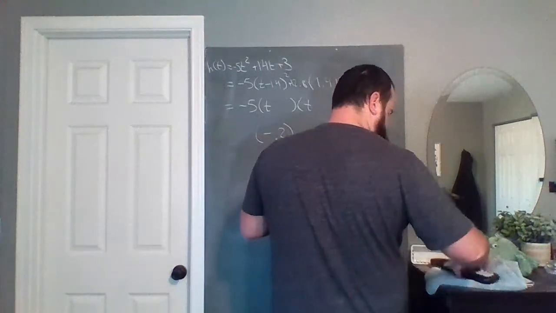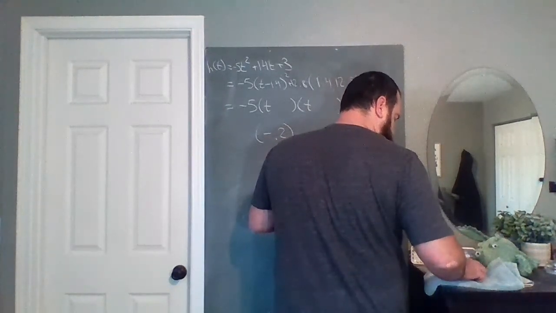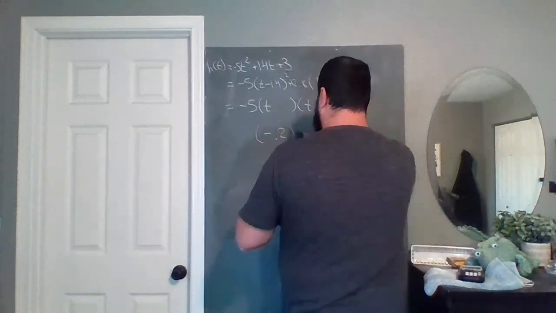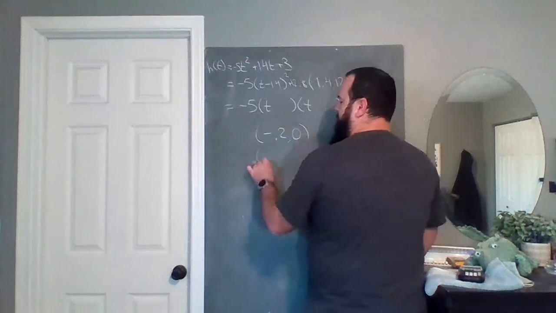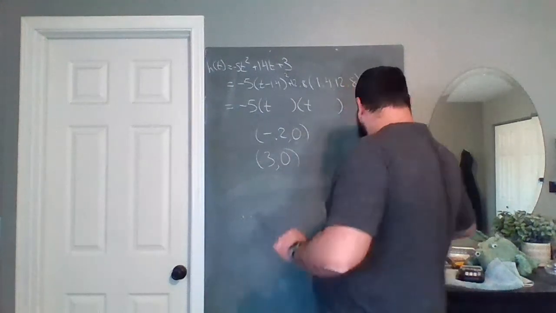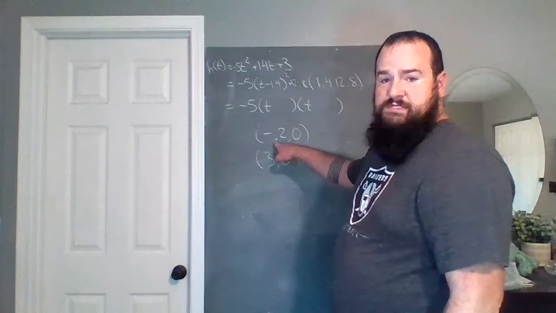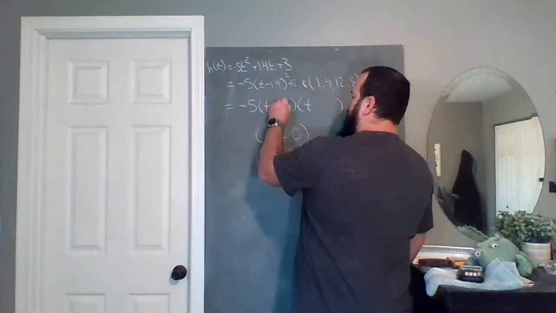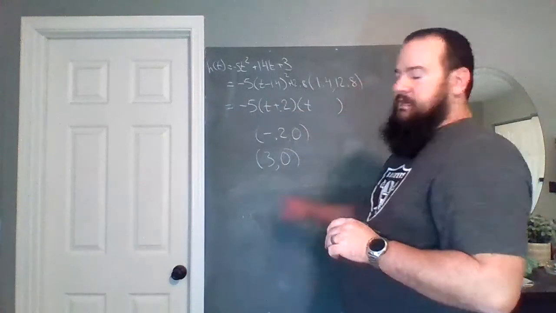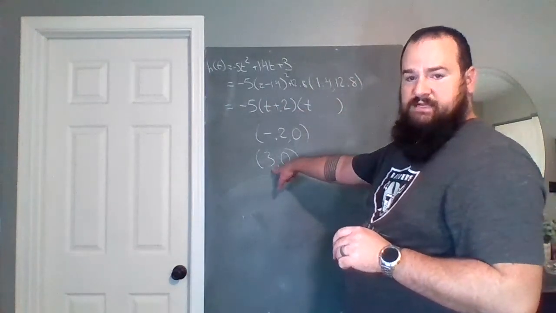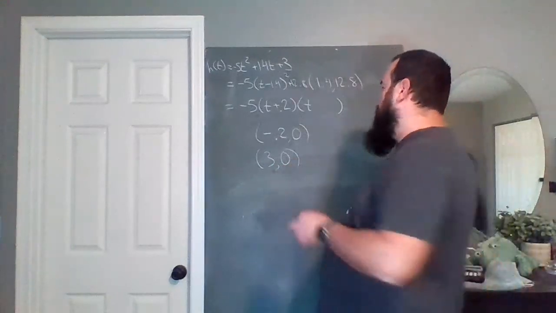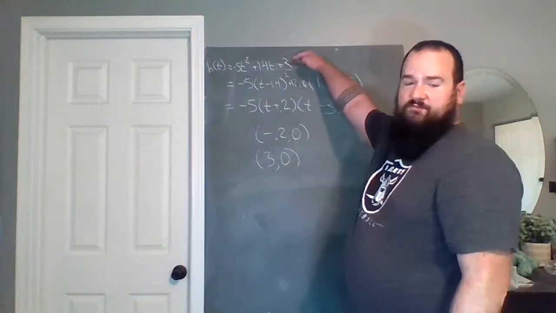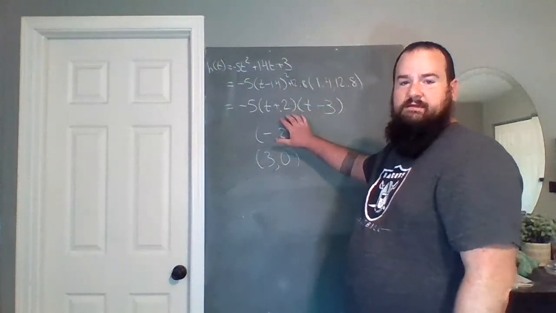We know that this has zeros at negative 0.2. Let me double check that, make sure I didn't make that up. Yep, negative 0.2, 0, and 3, 0. So that means our r is negative 0.2. So I have t minus negative 0.2, or t plus 0.2. And lastly, x minus s, or t minus 3, and there we have it. So there's our standard form, our vertex form, and our factored form.